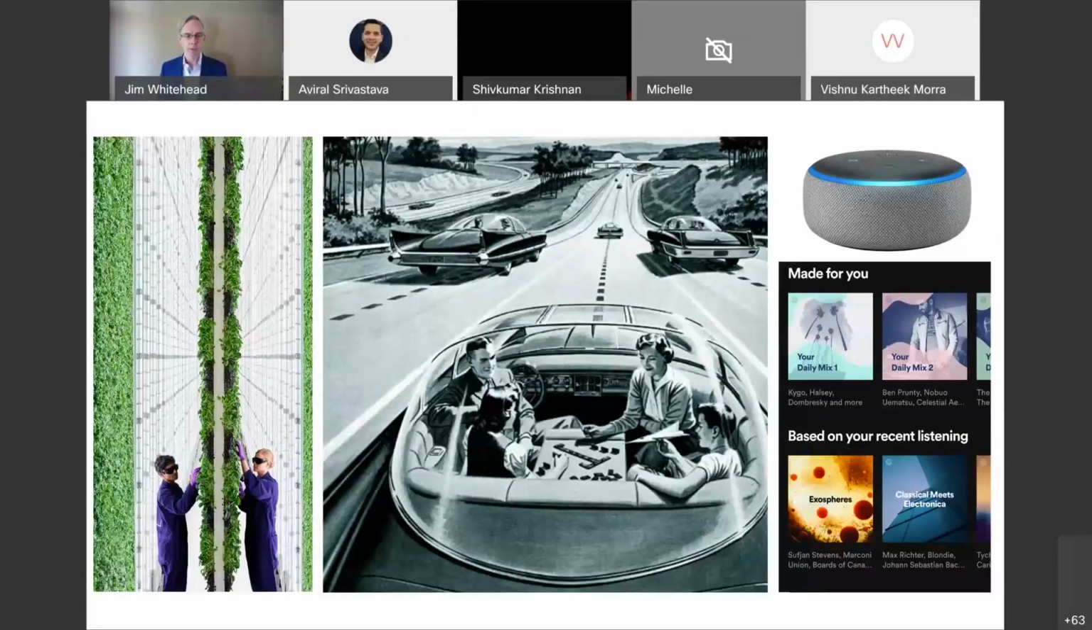And of course, in the middle, this is one of my favorite historical pictures of what autonomous vehicles and autonomous driving might look like in the future.